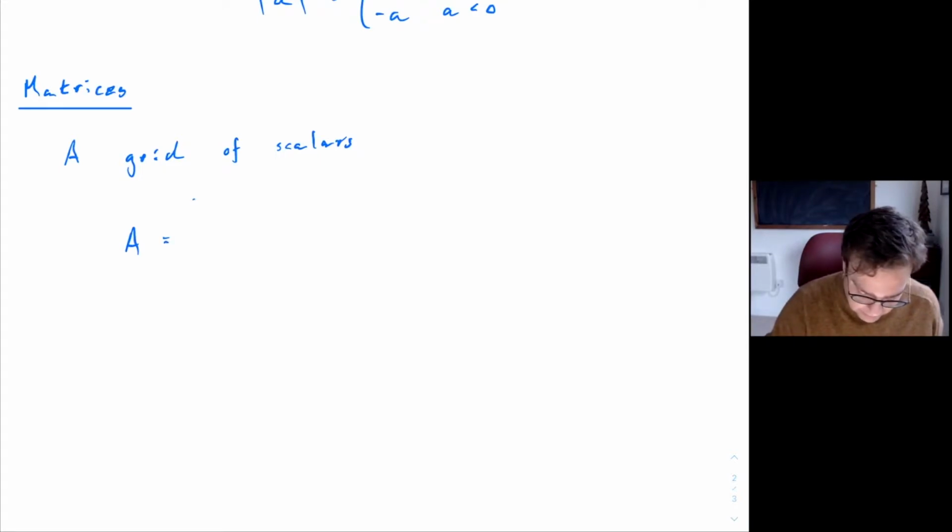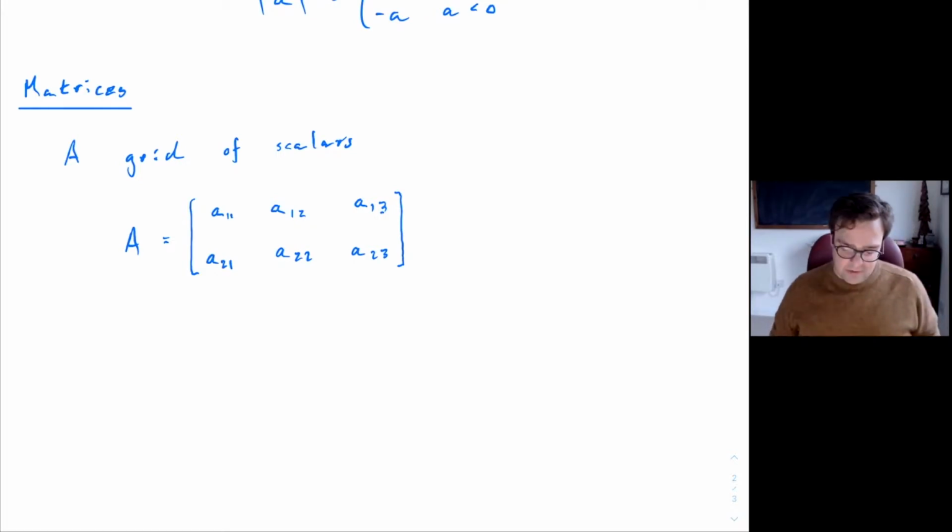And it's a grid of numbers. So let's make this grid the following. We'll say it has A1,1 over here, A1,2, and A1,3, and then A2,1, A2,2, A2,3. Right, so this is a 3 by 2 grid. Sorry, that's not the right way you say it. You read it as the number of rows by the number of columns. So this is a 2 by 3 grid.